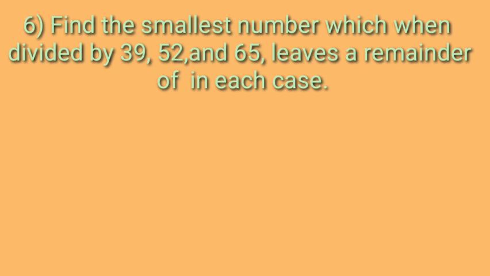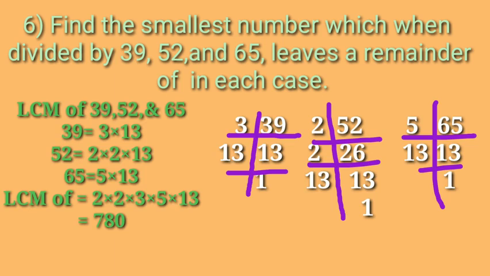Sixth one, find the smallest number which when divided by 39, 52 and 65 leaves a remainder of 5 in each case. So here smallest number means you can find out the LCM. Smallest is LCM, biggest or greatest is HCF. So we have to find the smallest number which when divided by 39, 52 and 65 leaves a remainder of 5 in each case.